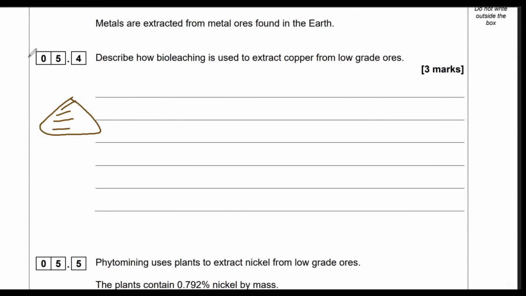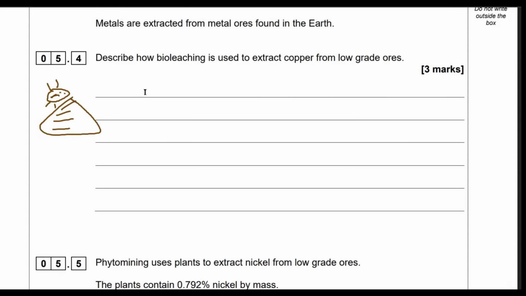And what we do with bioleaching, we take bacteria. Look at this incredible bacteria. There's its pili, there's its little whatever. And yeah, there's our bacteria. And the bacteria live on the rock and they extract the metal from the metal oxides in the rock and they form a liquid which they release. And then we can use a process called electrolysis or displacement to remove those metals from the liquid.